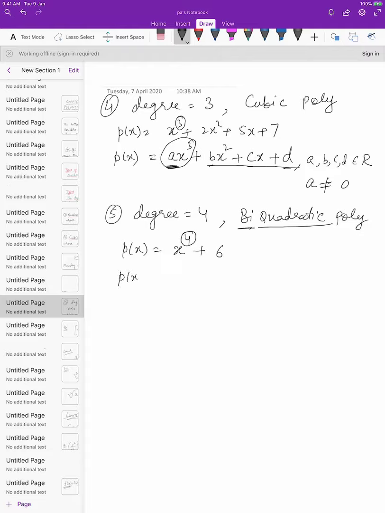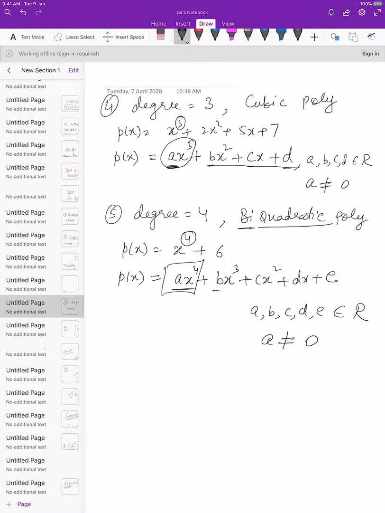Then the general form of a biquadratic polynomial is ax to the power 4 plus bx cube plus cx square plus dx plus e, where what are a, b, c, d, e? They are all real numbers with the condition that a will not be equal to 0. If a becomes 0, then this term will vanish and it will reduce to a cubic polynomial only. On the other hand, b, c, d or e can be 0. Even if all of them are 0, no problem, because ax to the power 4 will still remain, and then it will be a biquadratic polynomial. Okay.